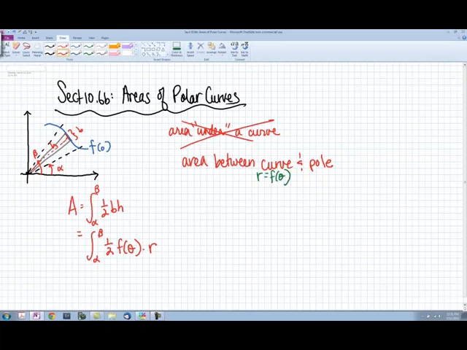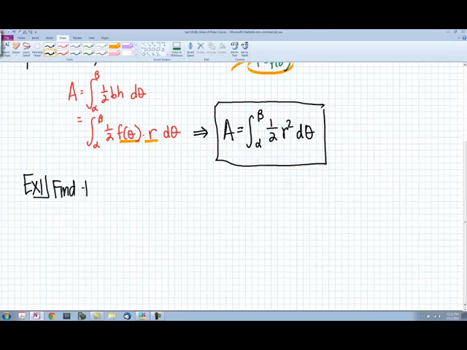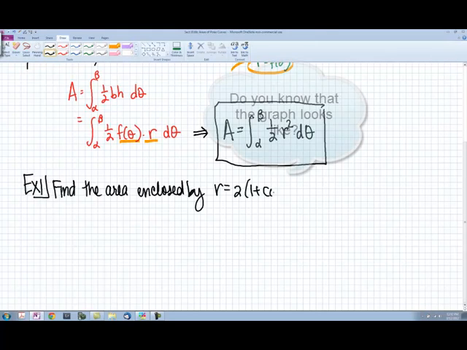What are the increments of change in terms of these little triangles? Because the angle is what's changing, it's going to be d theta. f equals r because that's our function. So that means our area formula is equal to the integral from alpha to beta of 1/2 r squared d theta. Example 1, I want us to find the area enclosed by r equals 2 times 1 plus cosine theta.